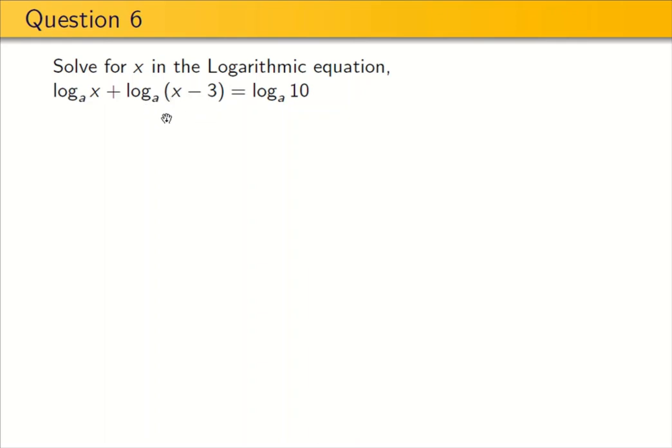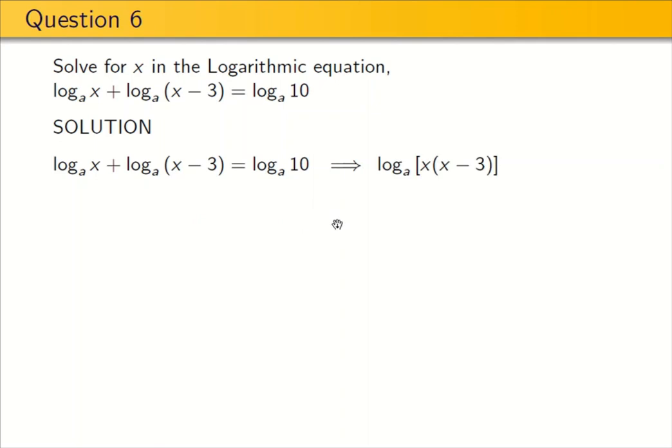So make sure that before you use them, the log should be operating on different terms. Okay, so solution: if I have this and it's equal to that, then since this is a plus and this log is to the base a and this log is to the base a, I can multiply these two. So this implies that logarithm of x times this expression equals logarithm of 10 to the base a, right?